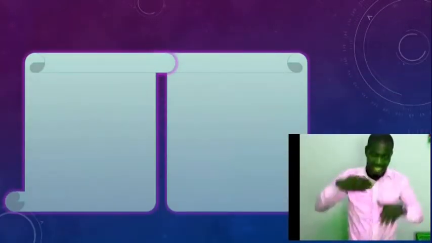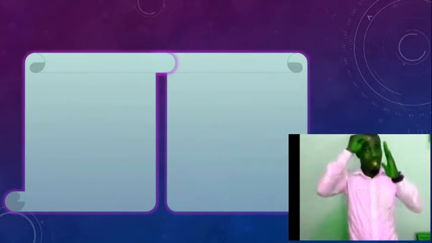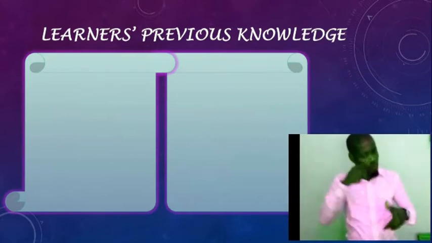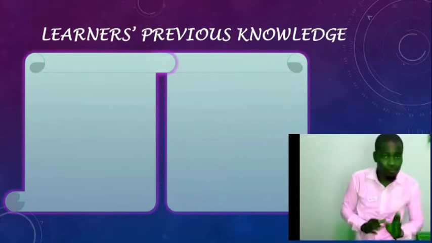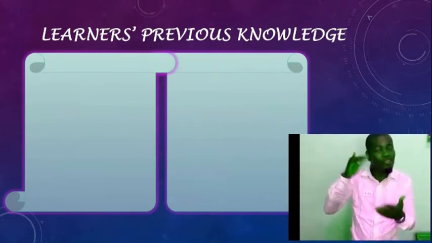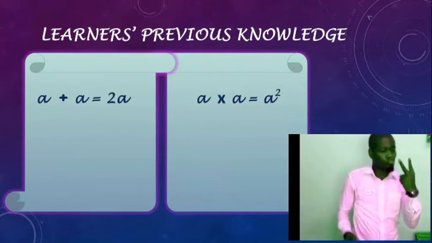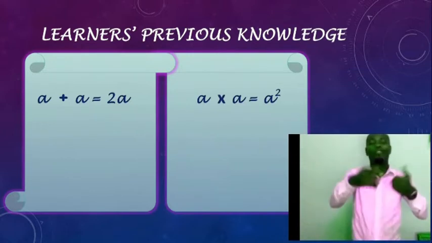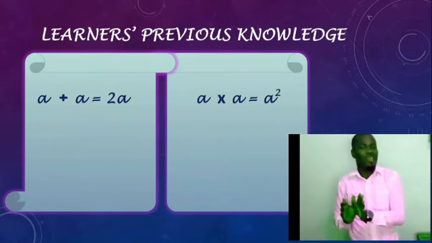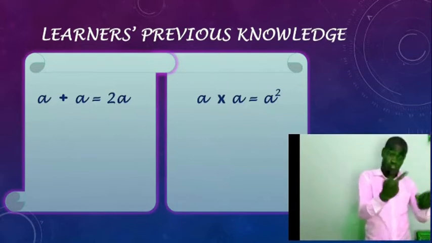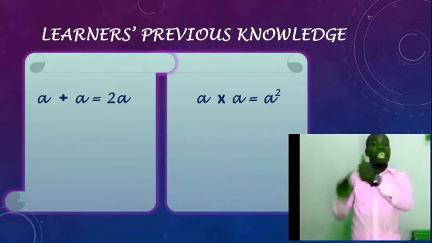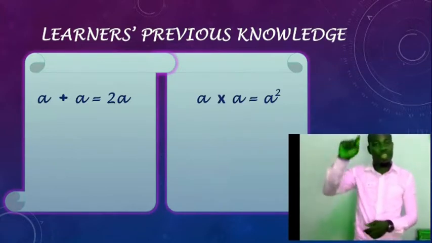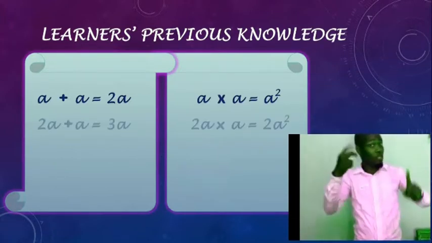So let's look at the expected entry behavior for learners, things that we expect learners to have known before going through this video. You're expected to know that when you add two expressions together, like for instance a plus a, what you are going to have is 2a. However, if you multiply the two expressions, what you are going to have is a squared. a times a is equal to a squared.